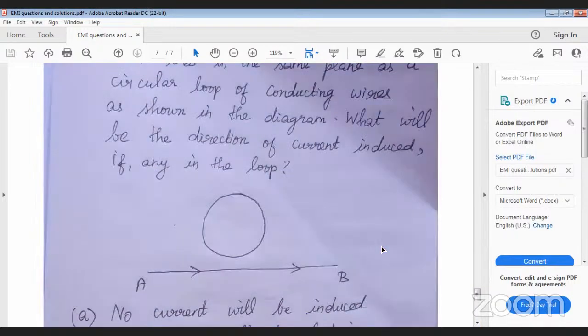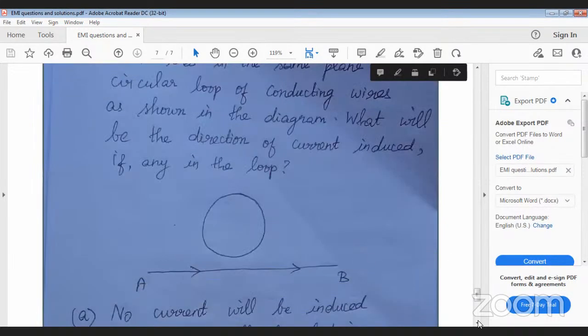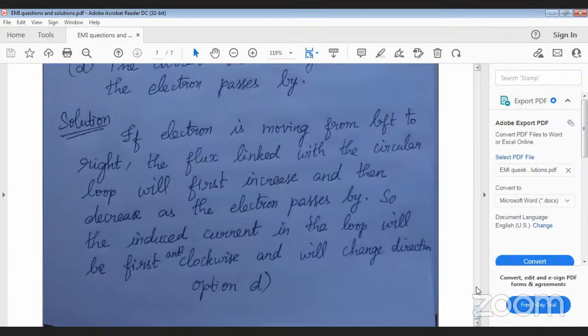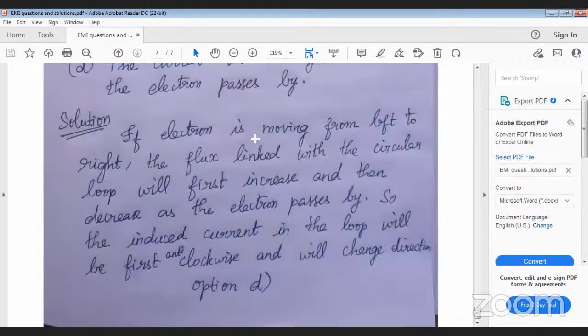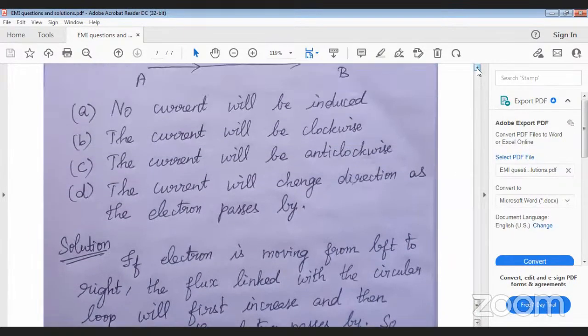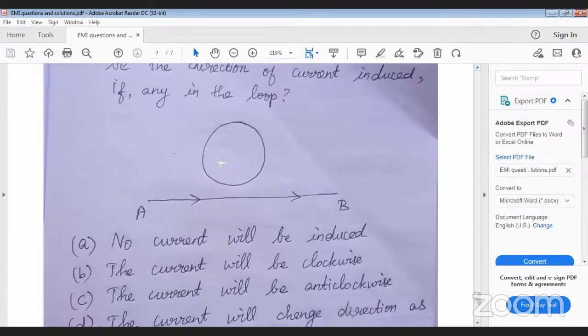So what will happen? Electron movement means current changing. Okay, electron is moving means current is changing or current is flowing. So when it is moving from left to right, the flux linked with the circular loop will first increase and then decrease as the electron passes by. Okay, so when the electron comes closer towards the circular coil, there will be an increase in current.